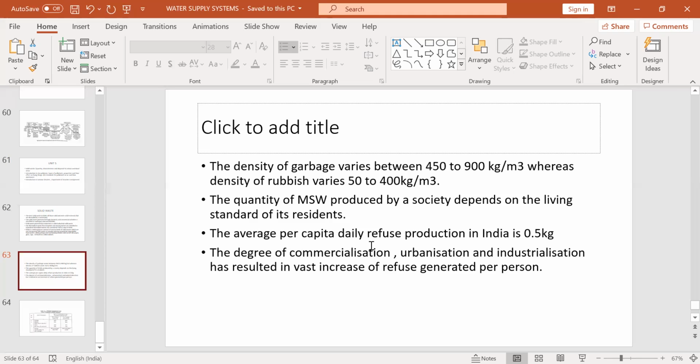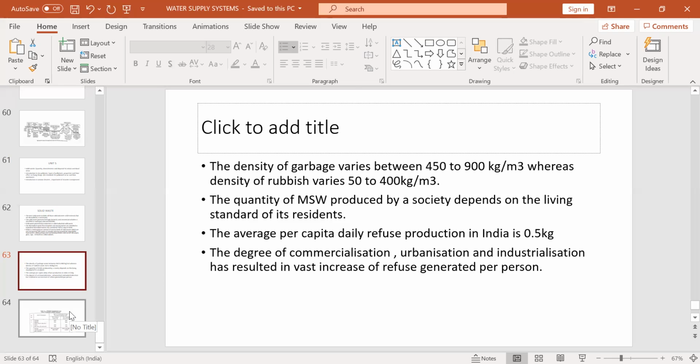Per capita daily refuse or solid waste production in India is only 0.5 kg. But in the United States or other European countries, which are highly developed, highly industrialized, urbanized, and commercialized, much more than our country, the per capita production may be 2 kg, 2.5 kg, or sometimes 4 kg, depending on the area. This degree of commercialization, urbanization, and industrialization has resulted in a vast increase of refuse generated per person. So this is the cause why solid waste material is increasing.